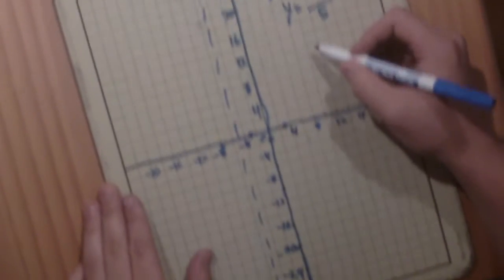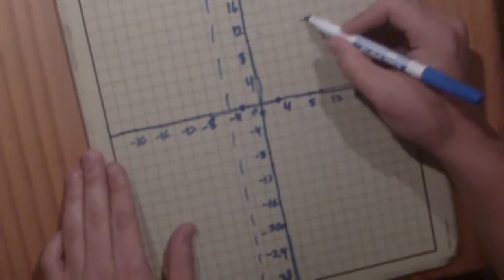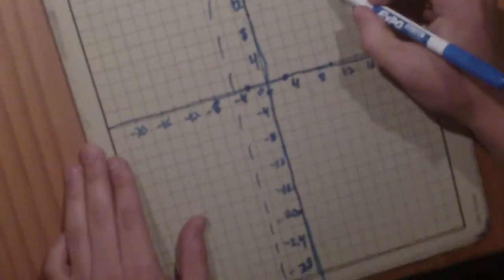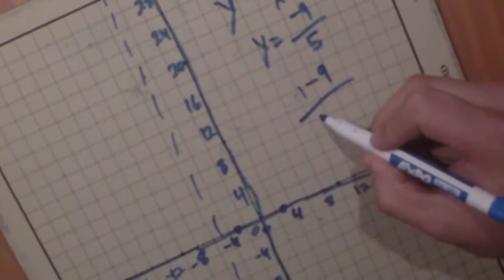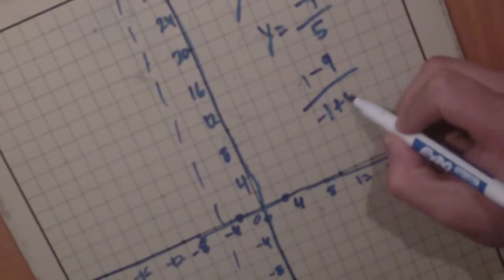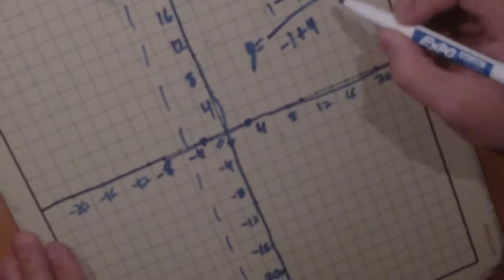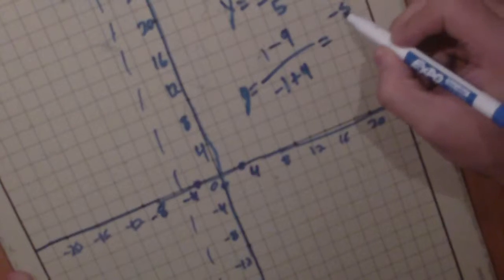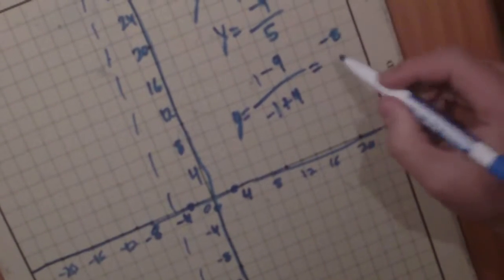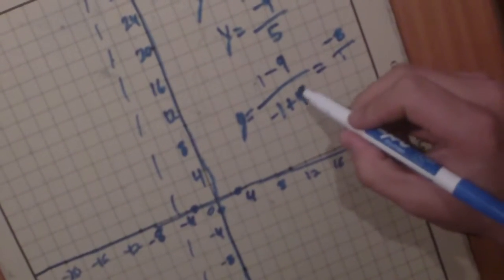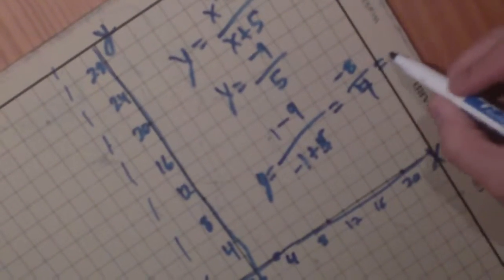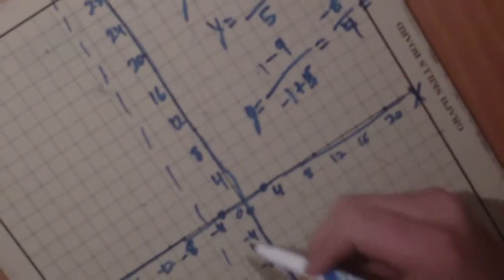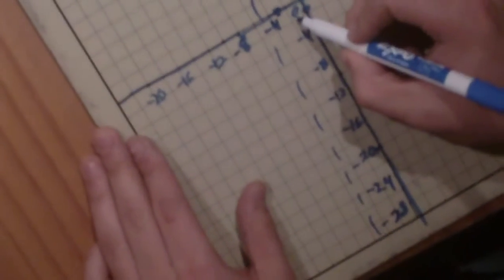Secondly, we'll try negative 1, which is negative 1 squared minus 9 over negative 1 plus 5, which equals negative 8 over 4, which equals negative 2. So we come out with negative 1, negative 2.